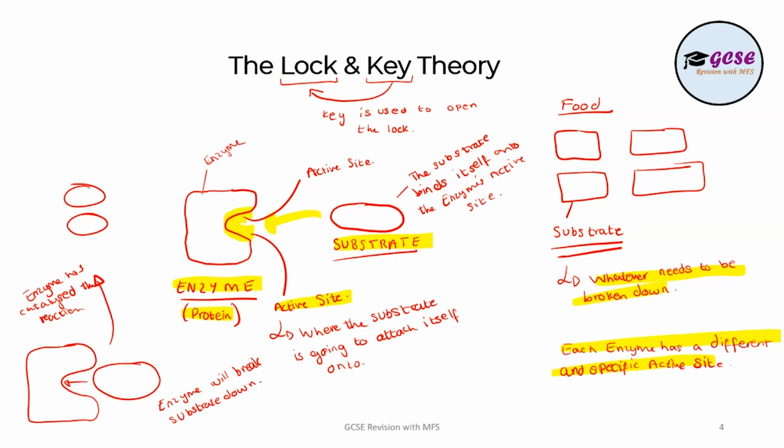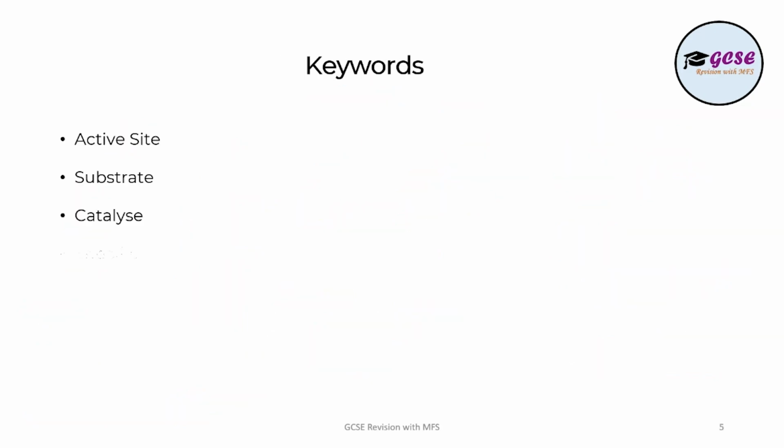And remember, each enzyme has a different active site, which is going to be specific to a substrate. So this substrate is going to bind onto this enzyme's active site. And then the enzyme will break the substrate down into its smaller products, as you can see there. So that basically goes over the lock and key theory. If I go through the keywords over here, you need to know about the active site, the substrate, catalyze, specific, and binding site.